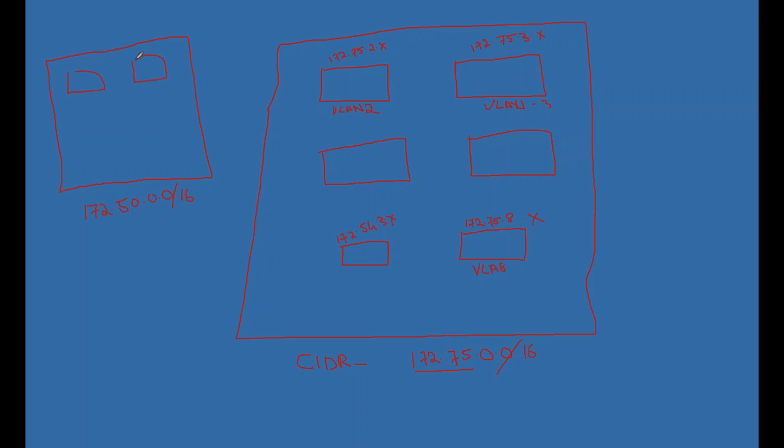What will be the subnets' IP addresses? Can anybody give me the IP address of a subnet? 172.50.10.x is a good example, right? It is possible. 2.x is possible, 3.x is possible, but it has to be 172.50. Okay. So that is within that data center.